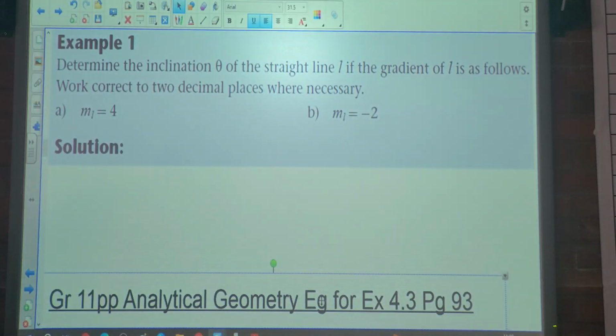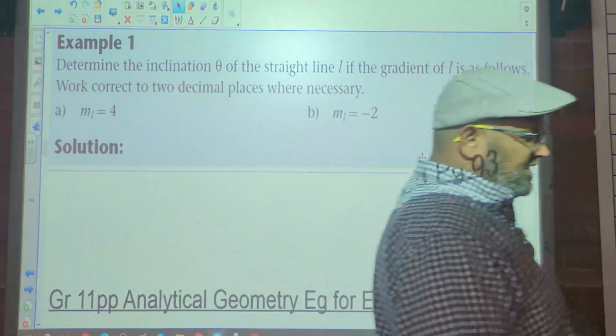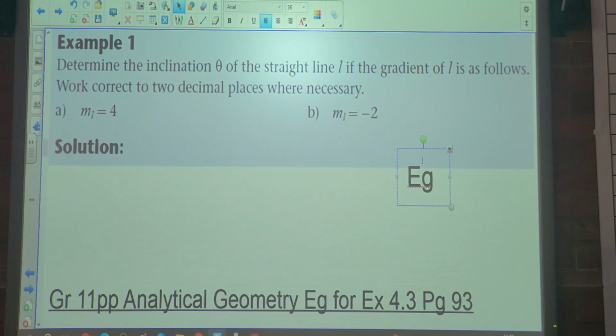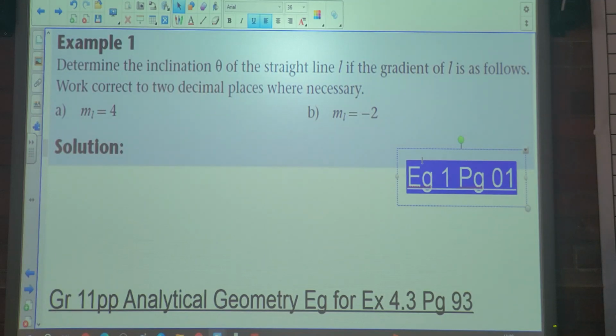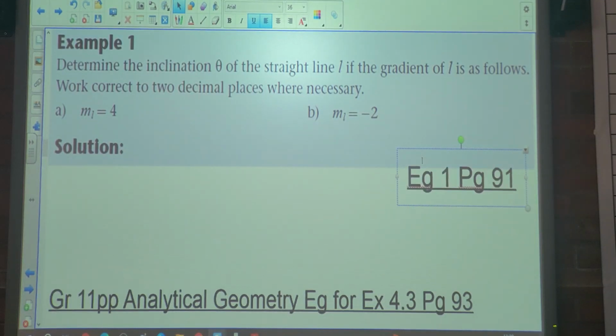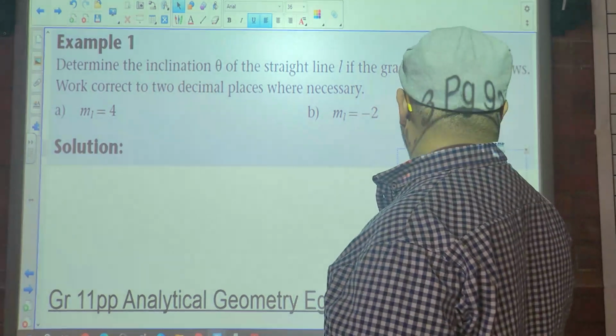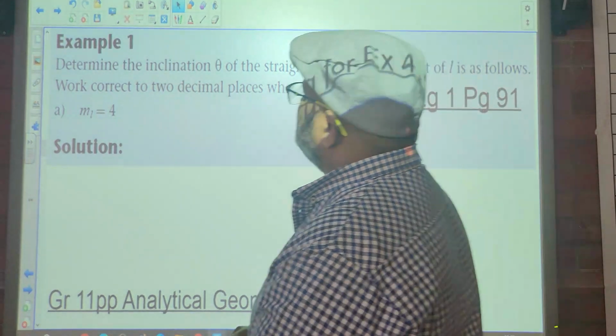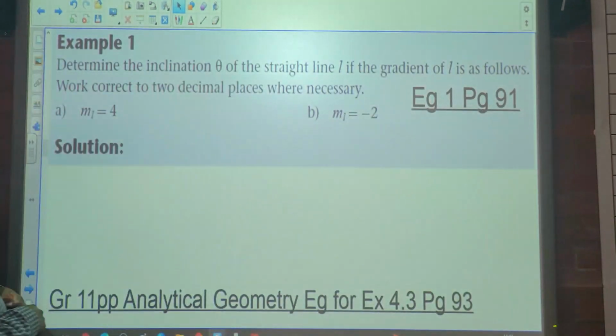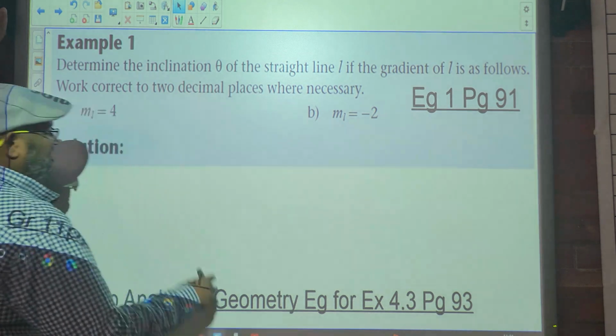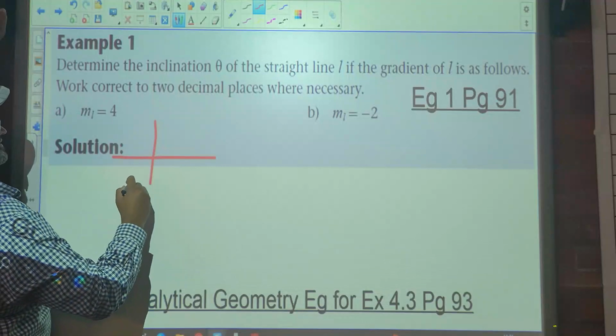Right. We look at example 1. Example 1 is on page 91. Determine the inclination theta of a straight line L if the gradient of L is as follows. Work correct to two decimal places where necessary. So the gradient in the first case is 4.